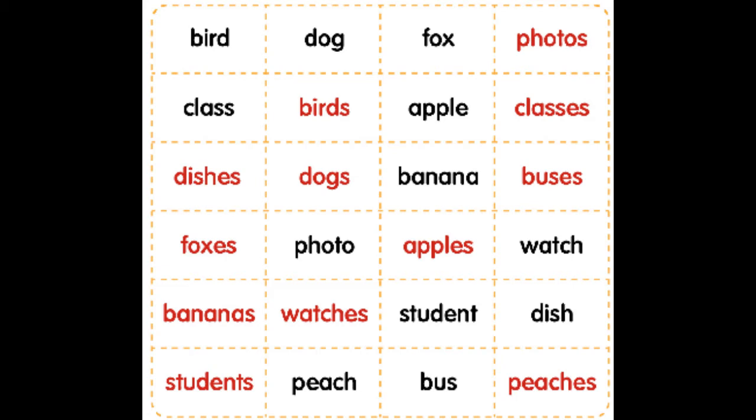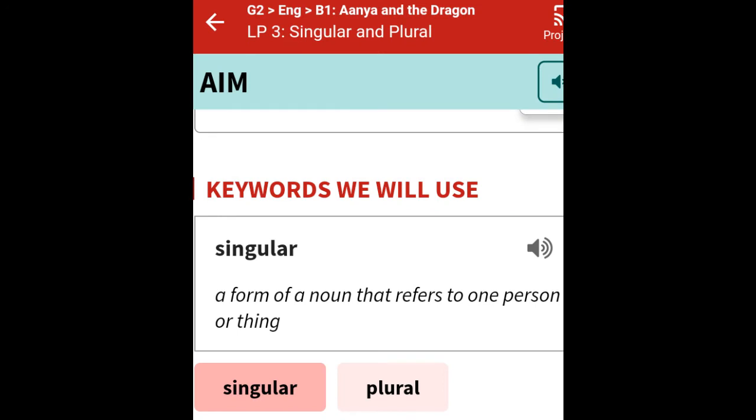The keywords we will use are singular and plural. What do you mean by singular? A form of a noun that refers to one person or thing. If there is one person or one thing, such as one boy, one book, one pen, one chocolate, one bag. So if there is anything one like that, a person or a thing, or even an animal, that is singular, that is single.